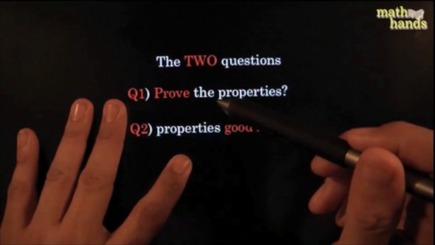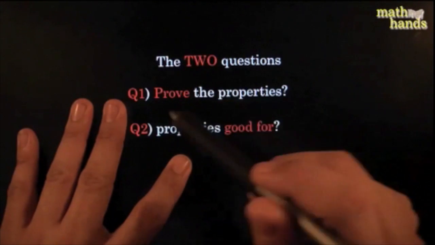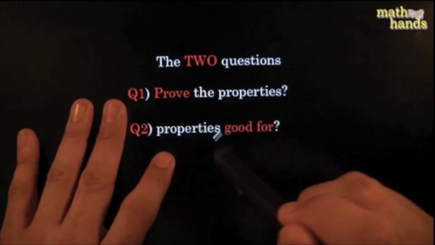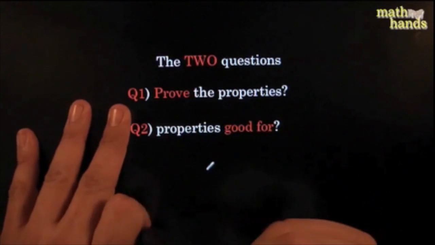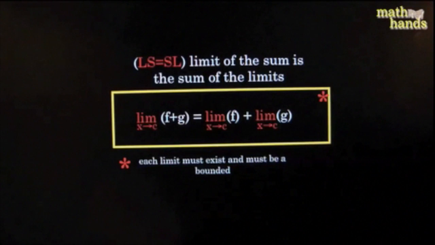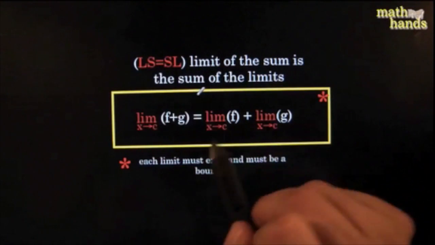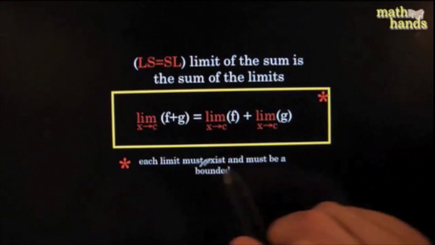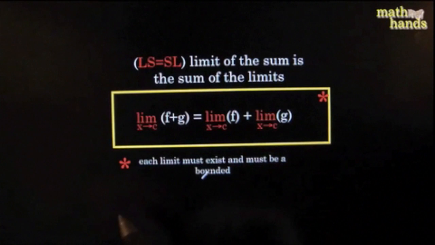Some of them I proved on the homework. Maybe I'll prove one of them here, and then we'll get a little taste of what they're good for. Okay, how does that sound? Let's prove one of the classic ones: the limit of the sum is the sum of the limits, of course with a disclaimer, so long as each one exists and is finite.